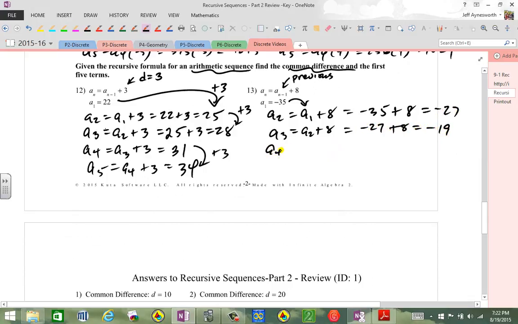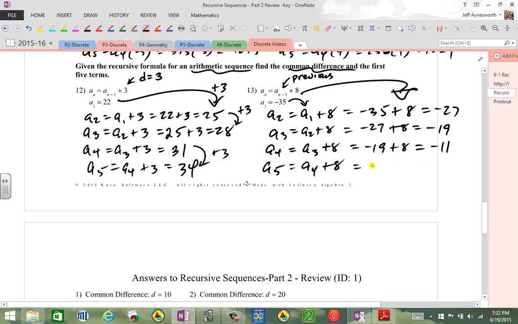Fourth one, I take my third one and add 8. So since my third term is negative 19, I take negative 19 plus 8. Notice that I keep on adding 8 right there. So that's negative 11. And then my fifth term, I take my fourth term and add 8. So I take my previous answer, negative 11, add 8, and I get negative 3. It's so simple. You just have to understand that all you do is add 8, add 8, add 8. That's what this number represents.